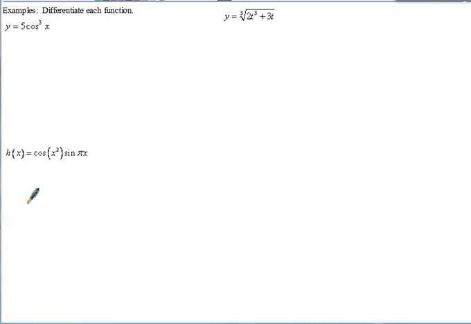Okay, let's look at some other examples. This one says differentiate each function. Remember, differentiate just means find the derivative, because differentiation is the process of finding the derivative. Well, let's first rewrite this.